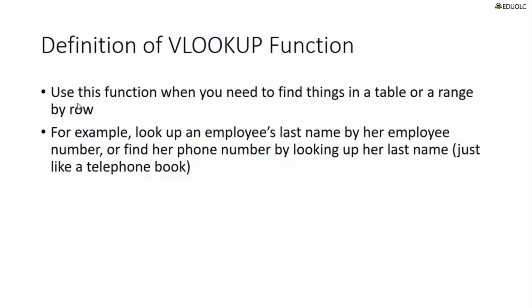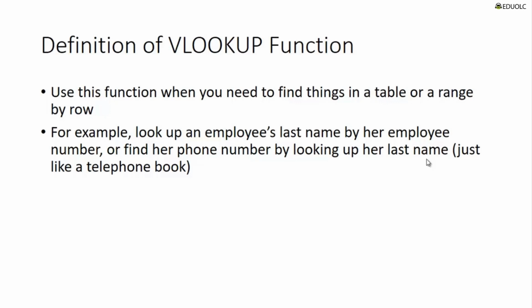So like this example, I'll give one more example which is written here. As you can see on the screen, for example, look up an employee's last name by her employee number or find her phone number by looking up her last name, just like a telephone book. Which means if in the Excel that you have opened, you had the employee's last name, the employee number, and employee phone number also, then you can use VLOOKUP function to find the phone number of an employee using the last name only, like in a telephone book.